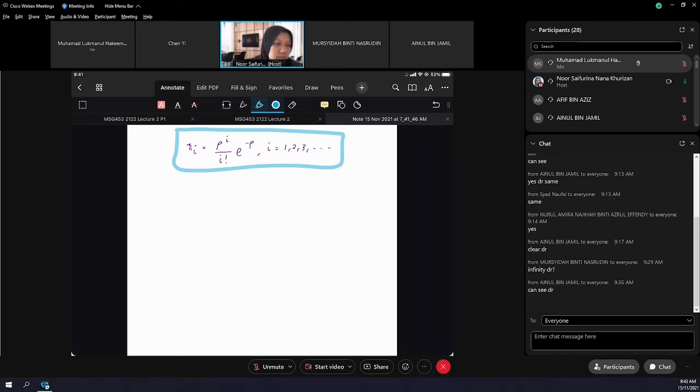So next, question 3. For question 3A, you have to draw your transition diagram.